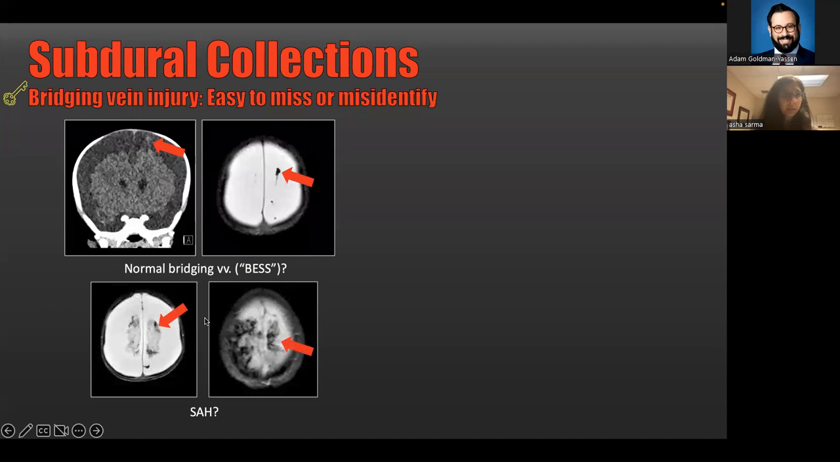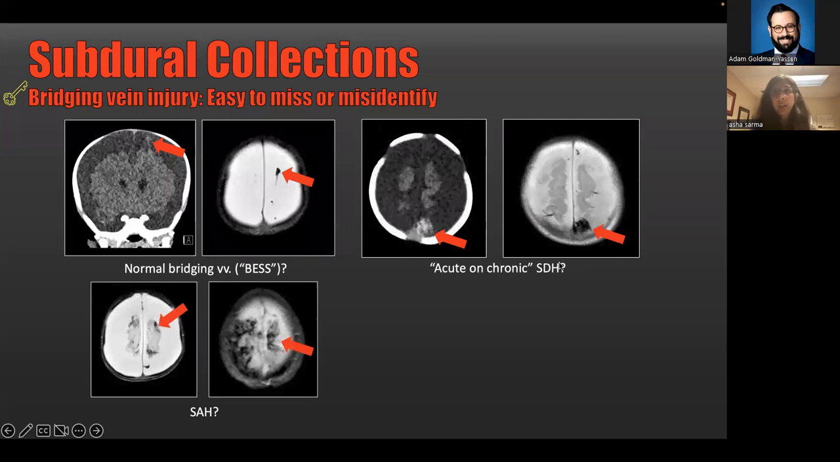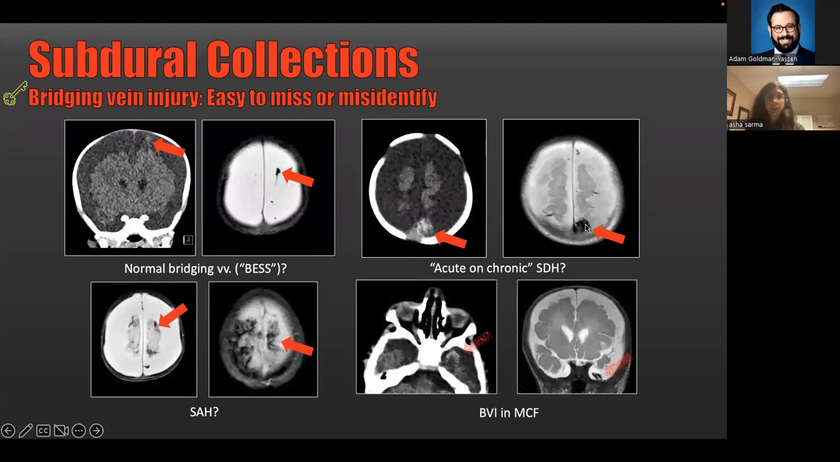Here's an example that was called subarachnoid hemorrhage, and they frequently are. Here was an example where someone thought, because you could see T2 hypointense signal in this subdural collection that was otherwise CSF isointense, that this was acute on chronic subdural hemorrhage. So we see that quite a bit.